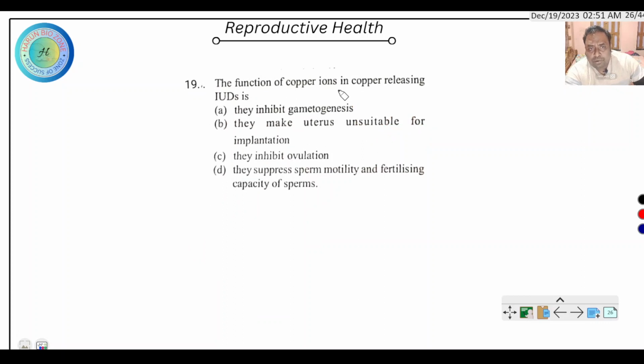The function of copper ions, copper releasing iodine. What is the function of copper ion? Copper ion reduces the motility of the sperm. Okay, so it reduces the fertilization capacity of sperm. They inhibit gametogenesis, not, false. They make uterus unsuitable for implantation, not. It is a hormonal contraception function. They inhibit ovulation, but that is also a hormonal function, and this is the right answer. They suppress sperm motility and fertilizing capacity in human sperm.